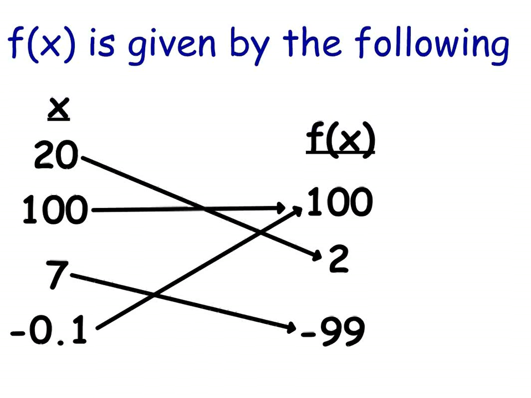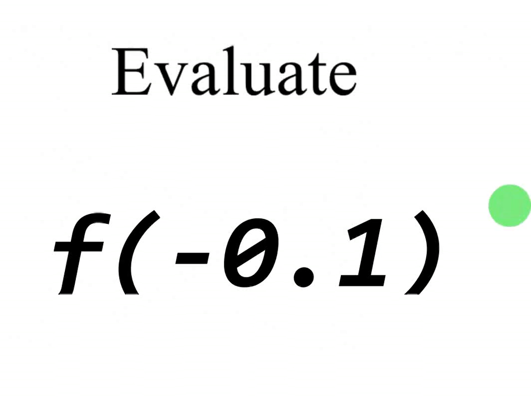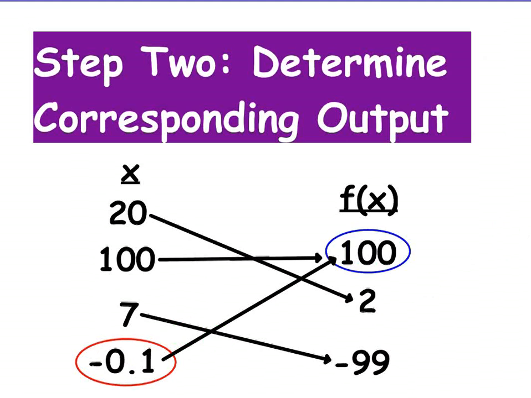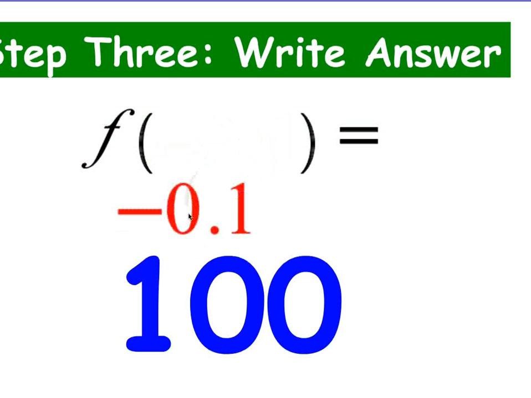Here we have a function map, which means we have a column here and a column there and some arrows. We already learned about that. The arrow is where the number starts, and then the arrow tells you the output. So for example, negative 0.1 is your x value, the corresponding function value is 100, and so on and so forth. Evaluate f of negative 0.1. So all we have to do is look and see, okay, there it is, circled down there. F of negative 0.1, what does it go to? Well, you just follow it and it goes to 100, and that's the corresponding output. So therefore, f of negative 0.1 is equal to 100.